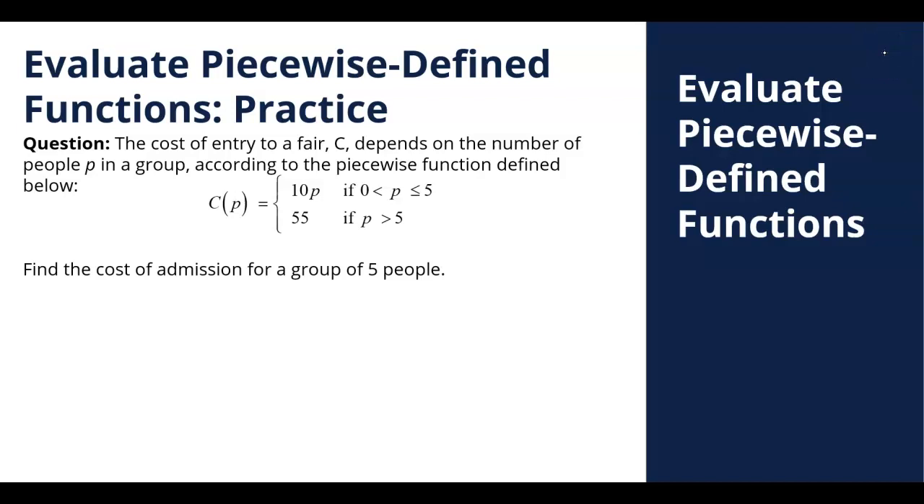So therefore, we use this definition of C to compute for the desired value. So with that, we have C of 5 is equal to, the definition is 10p, so 10, and then replace p by 5. So C of 5 is equal to 50.